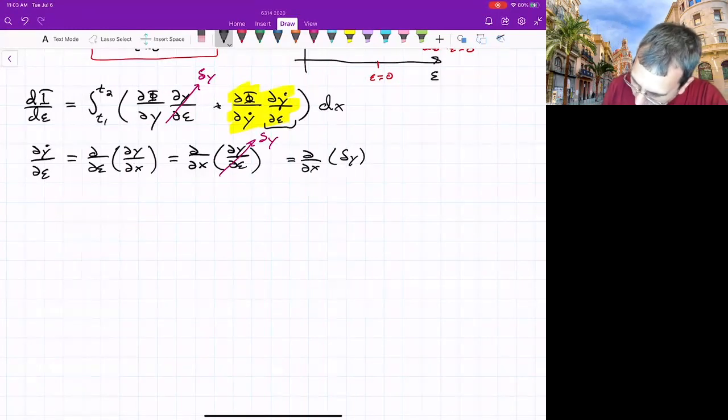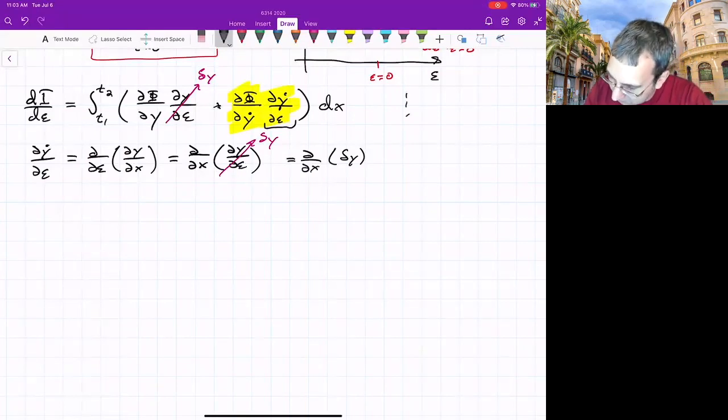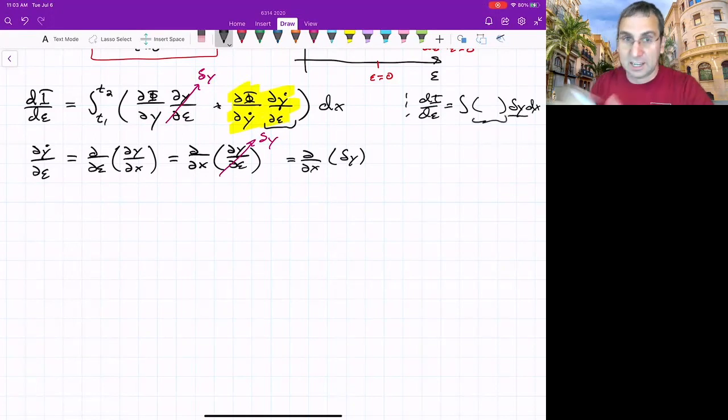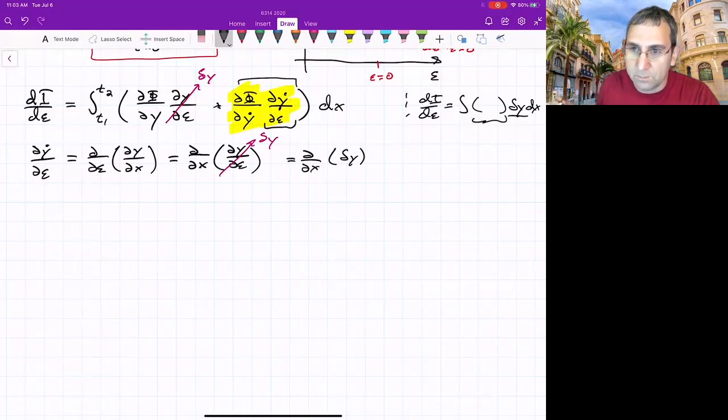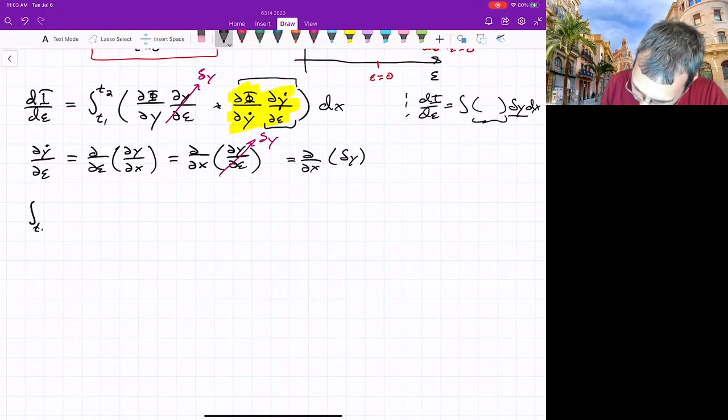You might ask, okay, why is that? At the end of the day, we want dI/d epsilon to be some integral of stuff times delta y, which is arbitrary, dx. And because delta y is arbitrary, the thing in the parentheses has to be 0. That's just the way things work when you do calculus of variations or any of these variational principles. That's what you're trying to do. So we have to rewrite this term so that it's something times delta y. So we've got to do integration by parts.